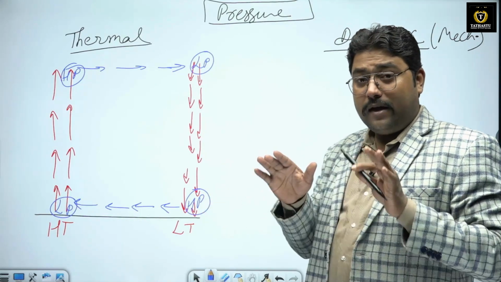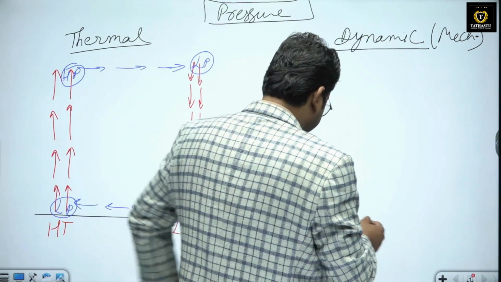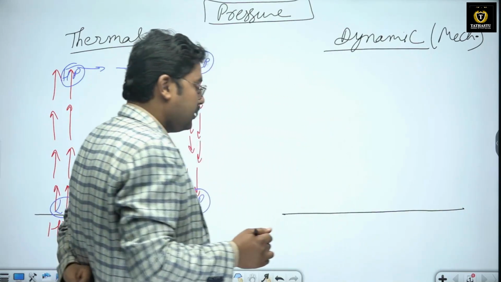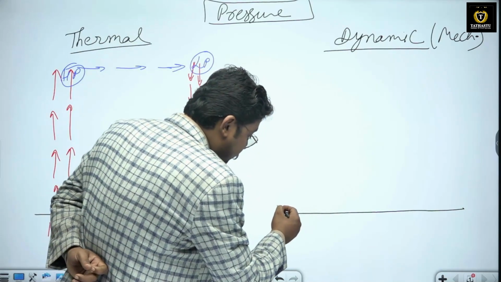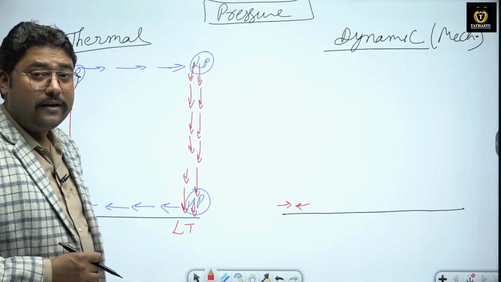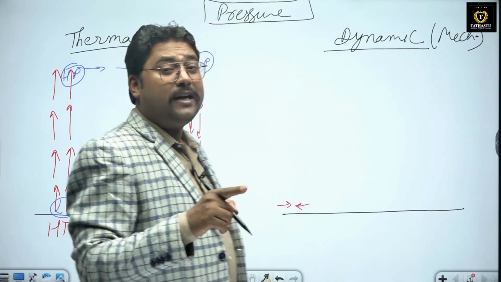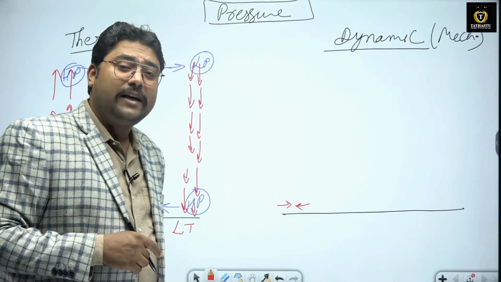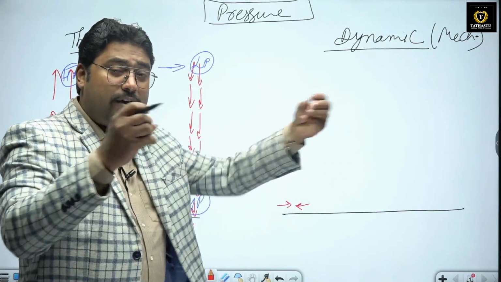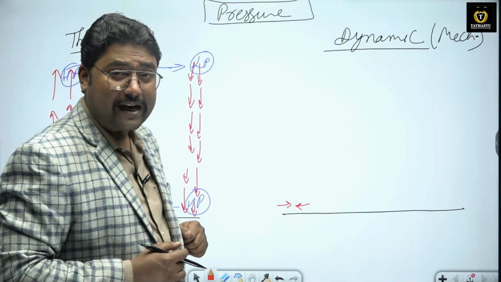But in dynamic pressure, what happens? Suppose over a place the wind is coming from two directions. As you all know, what surrounds us is air, a mixture of gases, and when the air moves horizontally, it is considered wind. So when wind comes over the surface from two directions, it will collide and start rising up, because it can't go inside the earth's crust.